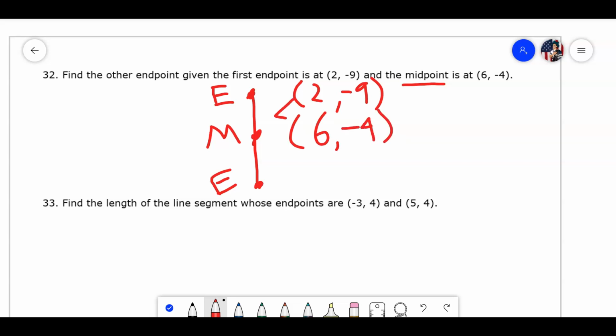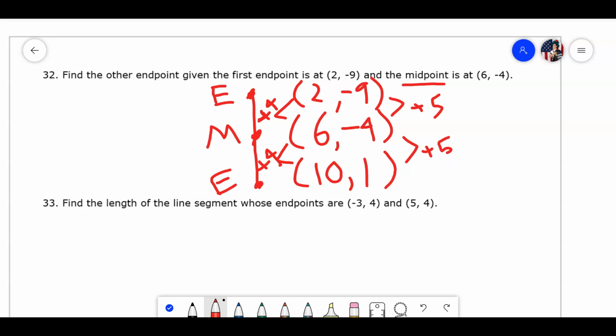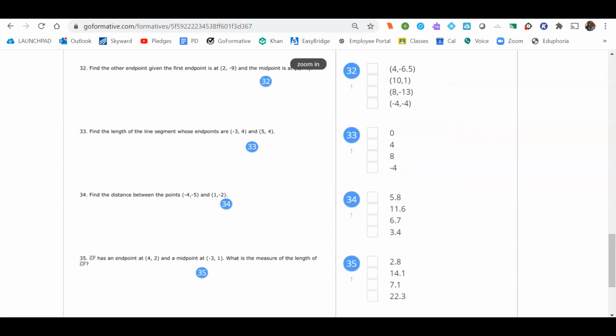So what's the difference and what's the difference? From 2 up to 6 is a +4. So guess what I'm going to do? +4. 6 plus 4 is 10. -9 up to -4 is adding 5. So guess what I'm going to do? Add 5. So -4 plus 5 is 1. So 10, 1 for number 32. There you go.